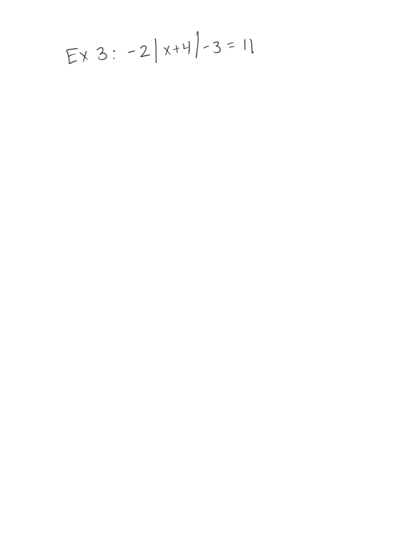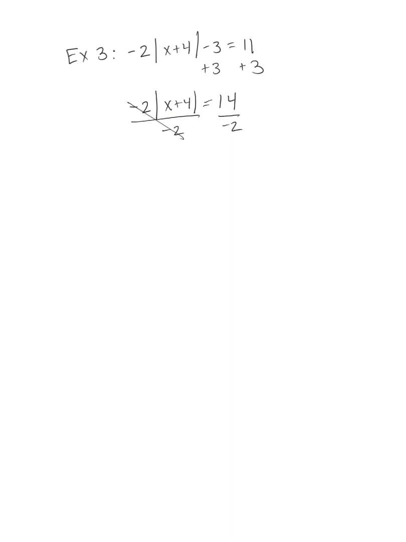Okay, I'm going to do one more example here that looks similar. So again, we have negative 2, absolute value of x plus 4, plus negative 3 equals 11. So the first thing we're going to do is add 3 to both sides, because I'm trying to get to the absolute value of x plus 4. I'm trying to isolate that. So we have negative 2 absolute value of x plus 4 equals 14. 11 plus 3 is 14. And again, we want to get rid of that negative 2 that's out front, so we're going to divide by negative 2.